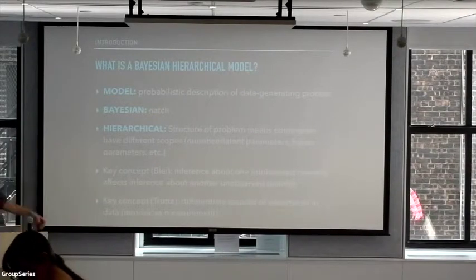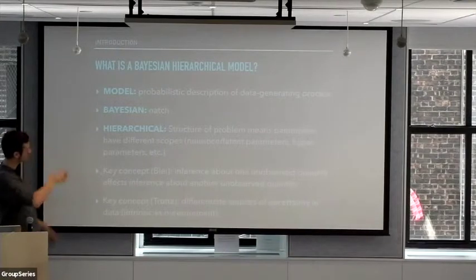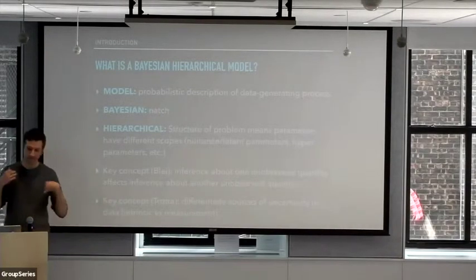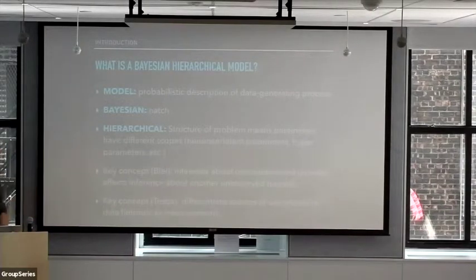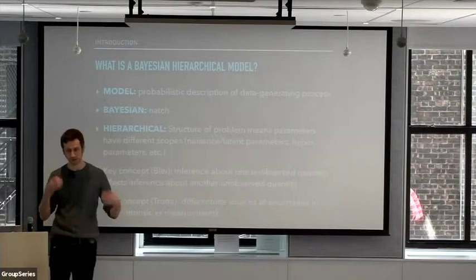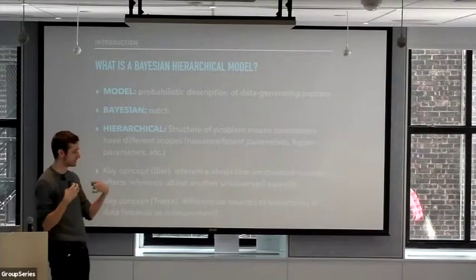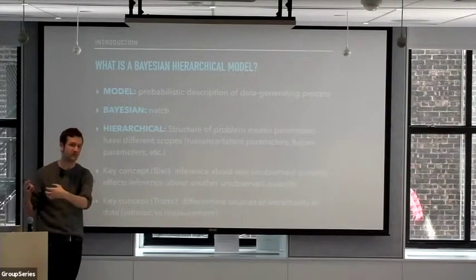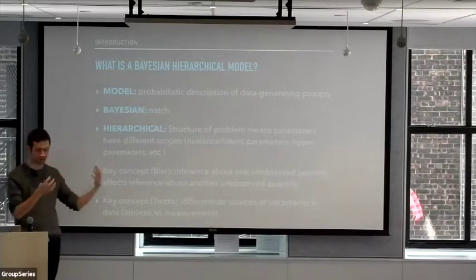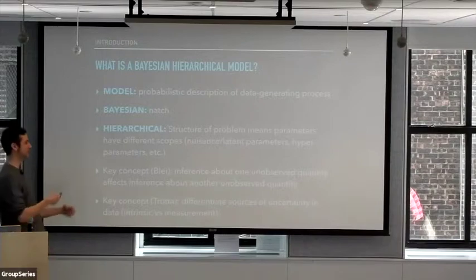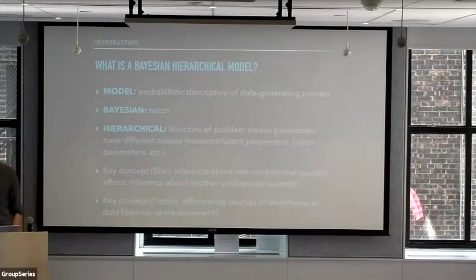Another quite nice definition is by David Blei, who essentially defines a hierarchical model as a model in which inference about one unobserved quantity affects inference about another unobserved quantity. Roberto Trotta has a different way of thinking about it from a physical perspective: it's just a way of separating the uncertainty that enters your data from the measurement process, from the intrinsic physics. Personally, I don't necessarily find fluffy definitions particularly useful. I think it's much more useful to think of it from a concrete physical perspective.